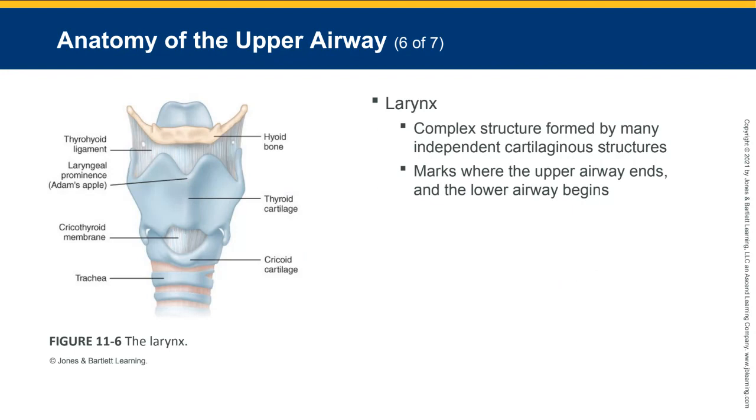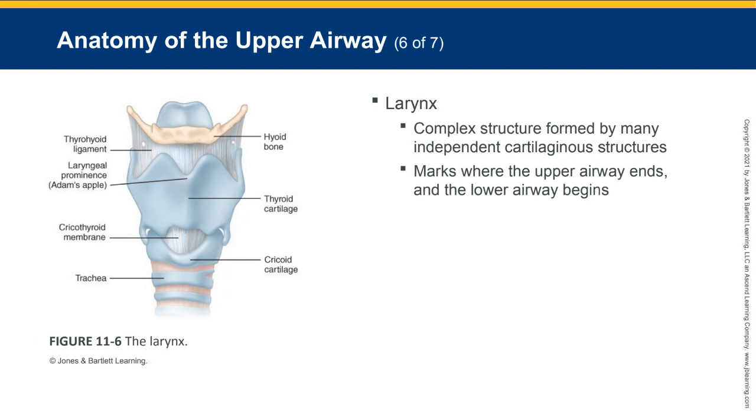The larynx is a complex structure formed by many independent cartilaginous structures. It marks where the upper airway ends and the lower airway begins. This diagram over here shows where you would find the thyroid cartilage. The superior portion of the thyroid cartilage is referred to as the laryngeal prominence or the Adam's apple.